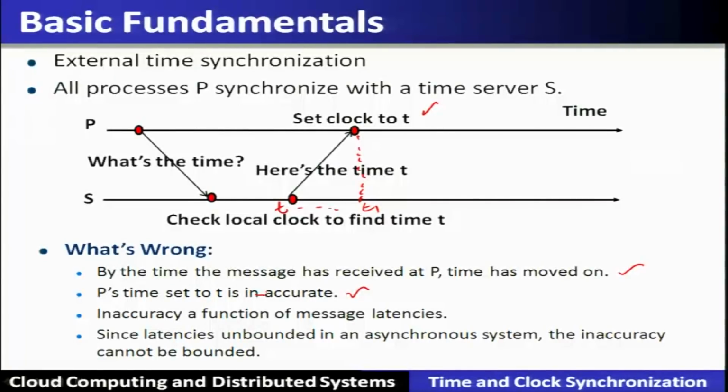Now, the inaccuracy is a function of message latency. That means, if we know this latency and it is informed to P, then P can set this particular value so that it can be more accurate, or it can reduce the level of inaccuracy. Since the latencies are unbounded in an asynchronous system, the inaccuracies also cannot be bounded.